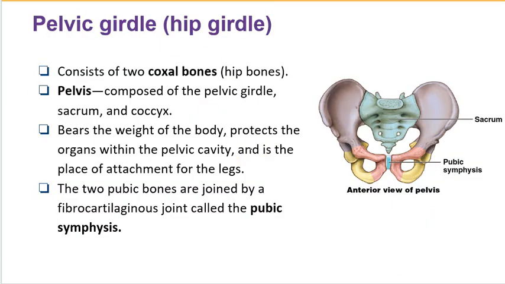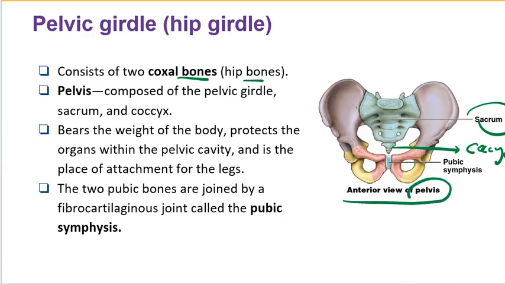Now let's talk about the pelvic girdle. The pelvic girdle, or hip girdle, consists of 2 bones, the right and left hip bones, or coxal bones. The pelvis is composed of the pelvic girdle plus the sacrum and the coccyx. These bones together make our pelvis. Here you can see the anterior view of the pelvis. So what is the pelvis? The pelvis is our right hip, left hip, sacrum, and coccyx.